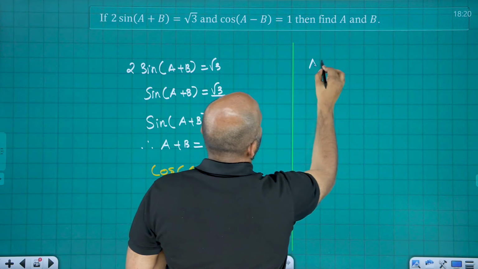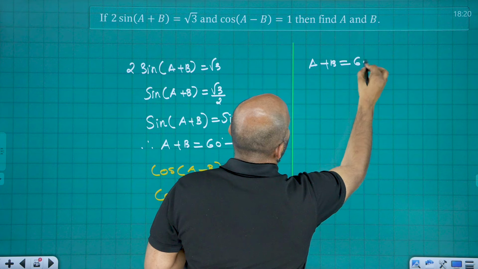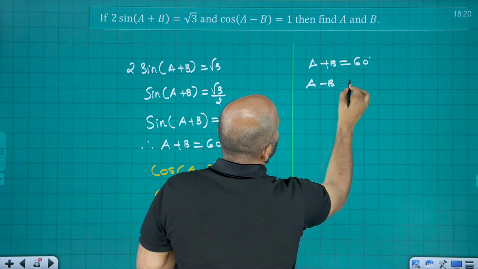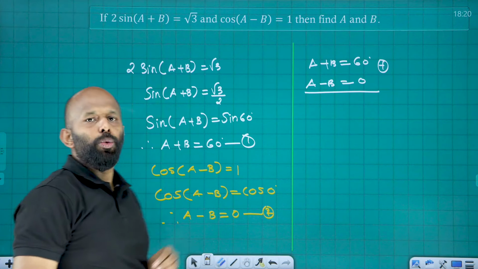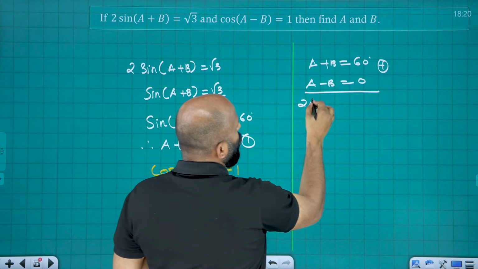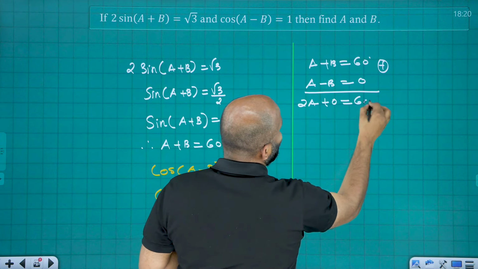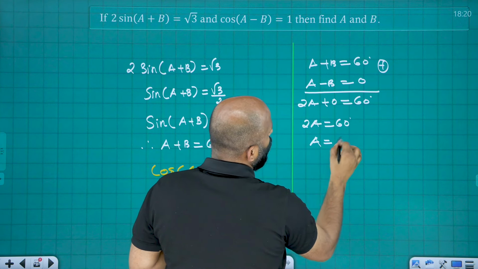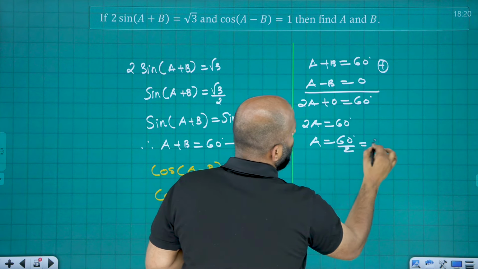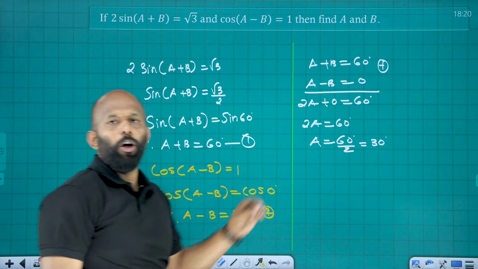That is, A plus B is equal to 60 degree, then A minus B is equal to 0 degree. Same as the previous one, we can add these two equations. A plus A is 2A plus 0 is equal to 60 degree. 2A is equal to 60 degree. A is equal to 60 degree by 2, which is equal to 30 degree. So here we got the value of A.